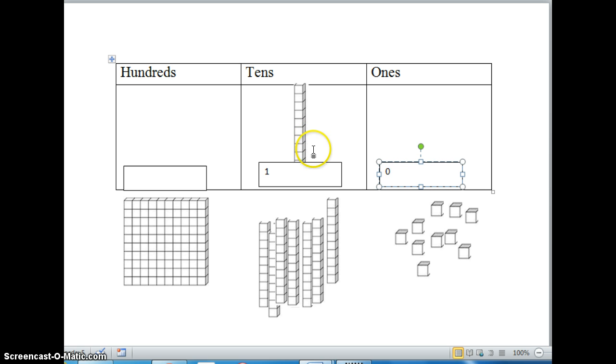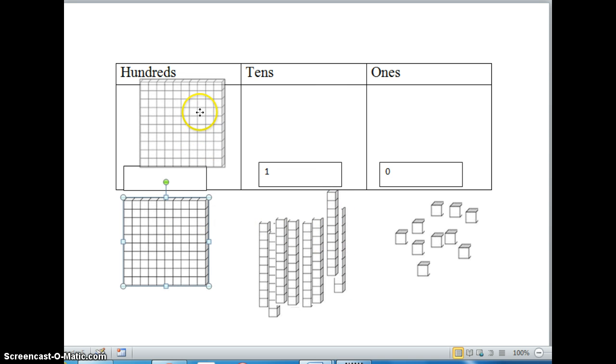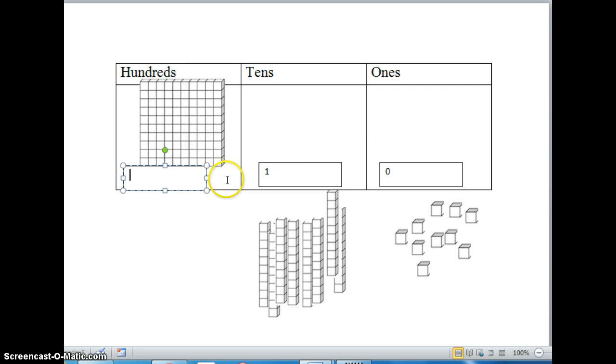Same goes for tens. Once we have 10 of these up here, we group them together, those 10 tens, and we would now have one hundreds block, and that number would be written 1 in the hundreds, 0 in the tens, 0 in the ones. Hopefully this is all review.